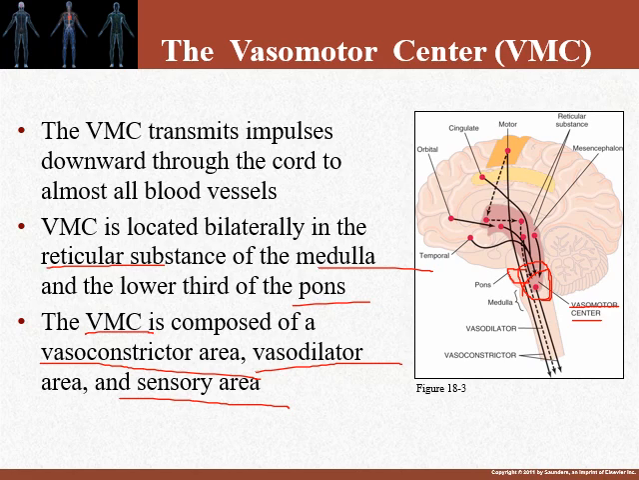Some of them are vasoconstrictor, which actually originate from the vasoconstrictor area, and some of them decrease the vasoconstrictor tone, which are called the vasodilator area. And the third area is the sensory area, which receives the impulses or signals from the receptors that we will talk about now, which detects the changes of mainly the blood pressure from certain parts of the vascular system or the heart. Okay.